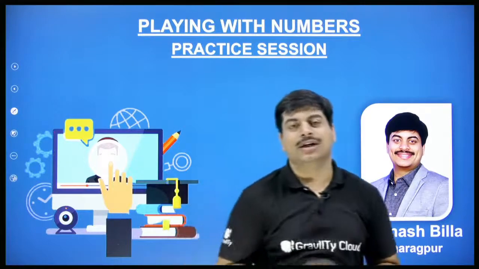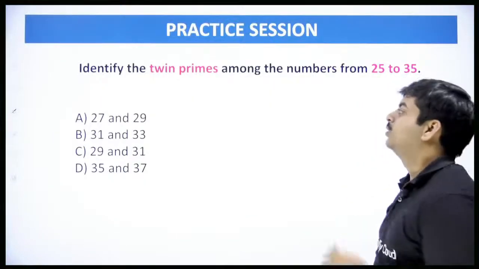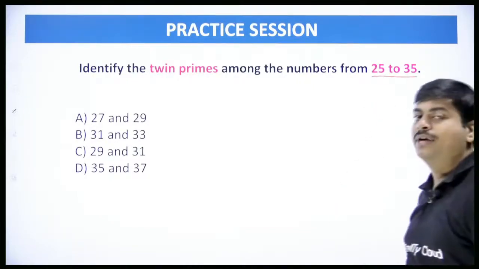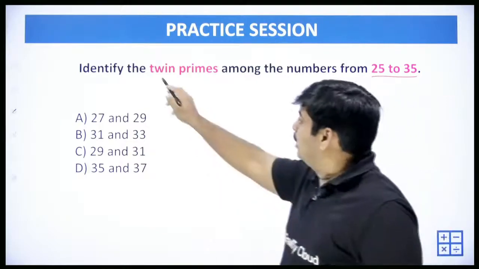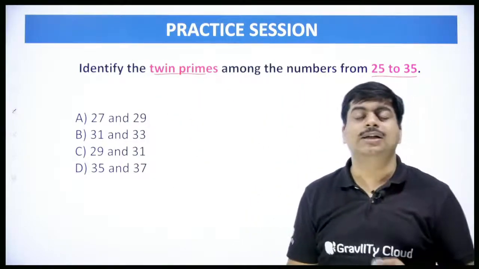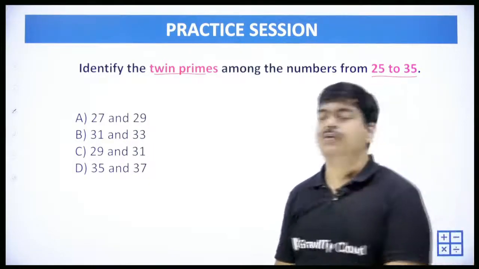Let's start today's session. The first question we are going to discuss is: identify the twin primes among the numbers in between 25 to 35. Twin primes, what do you mean by twin primes? Twin primes are the numbers which are separated by 2, which have a difference of 2.